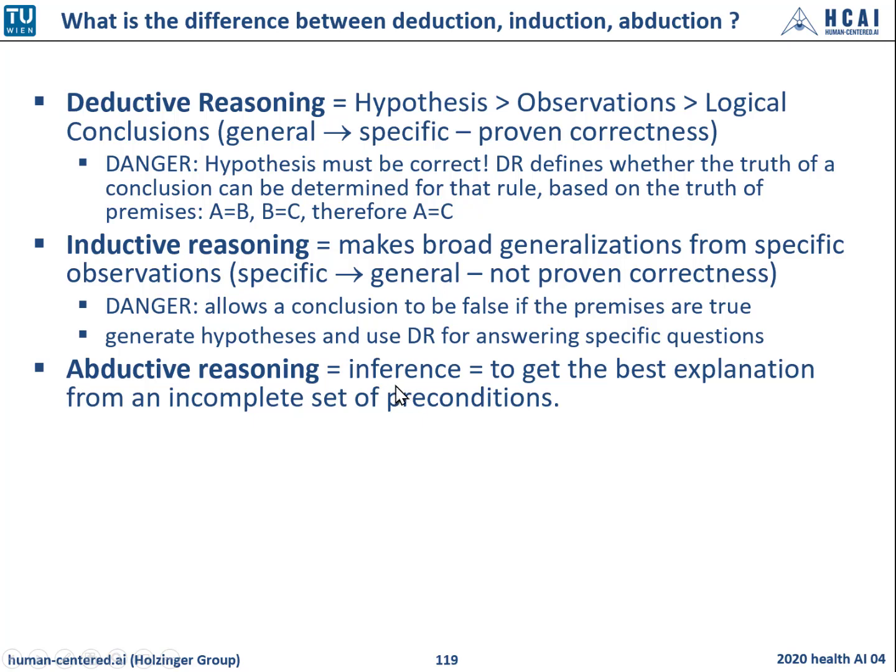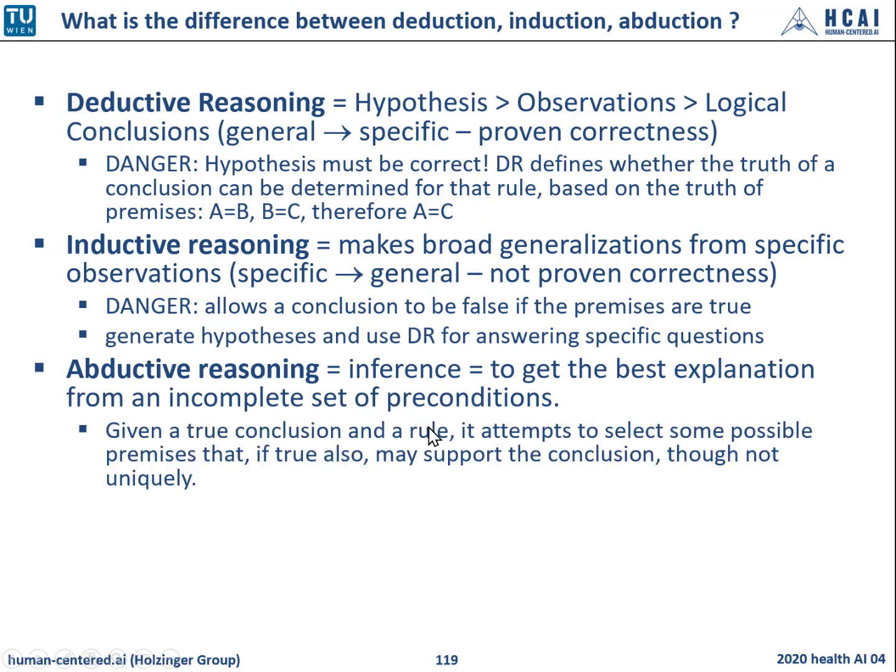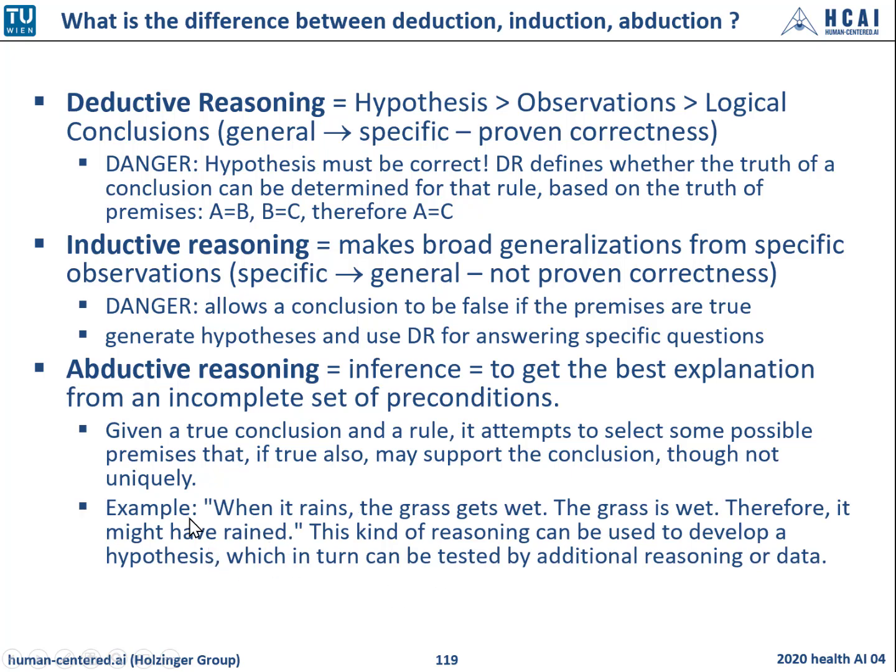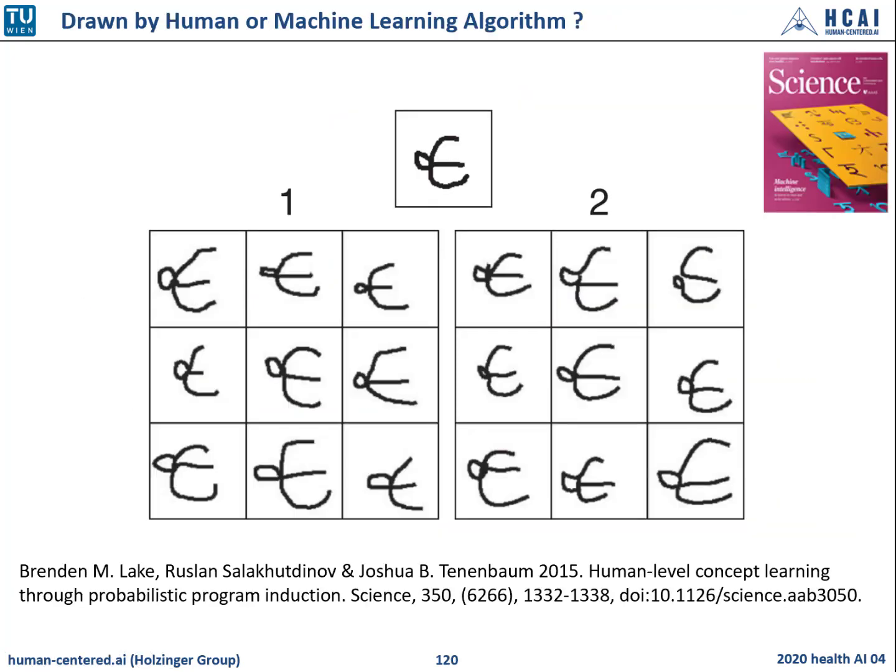And abductive reasoning is inference to get the best explanation from an incomplete set of preconditions. So given a true conclusion and a rule, it attempts to select some possible premises that, if also true, may support the conclusion, though not uniquely. So this is the famous example: when it rains, the grass gets wet; the grass is wet, therefore it might have rained. This kind of reasoning can be used to develop a hypothesis, which in turn can be tested by additional reasoning or data.